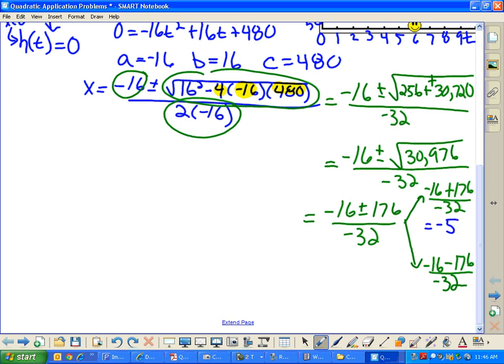But Helene said it. We can't have negative time, right? So this answer is garbage. But if we do negative 16 minus 176, divide that by negative 32, you actually do get an answer of 6. So that's how the algebra supports what our calculator produced graphically. It's pretty cool, I think. I like it when the numbers all make sense like that.